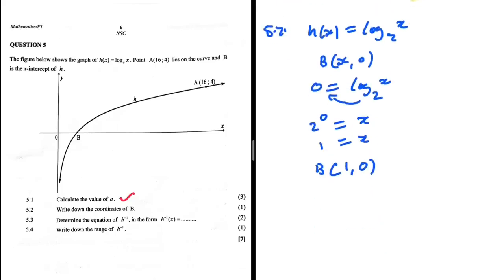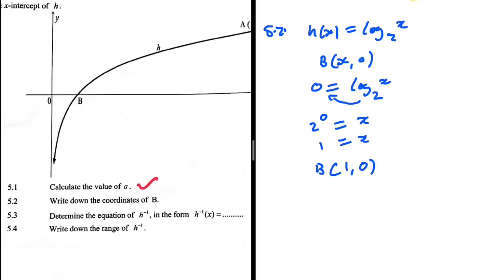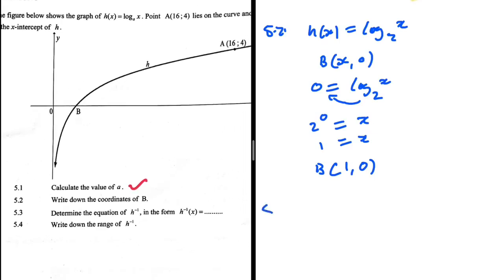Quite straightforward. If you've been solving any past exam questions, it should be easy to see that the coordinates of b are 1 and 0. It should be easy to see that we need to substitute b into h of x. Quite a basic equation. It doesn't require us to do anything cutting edge.